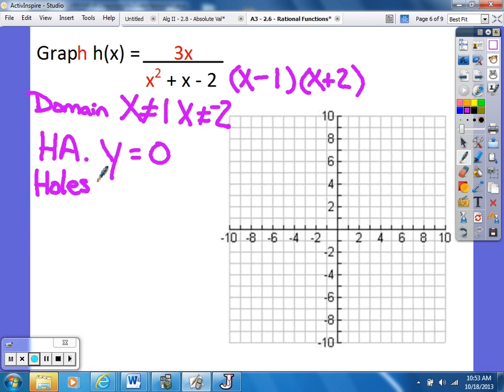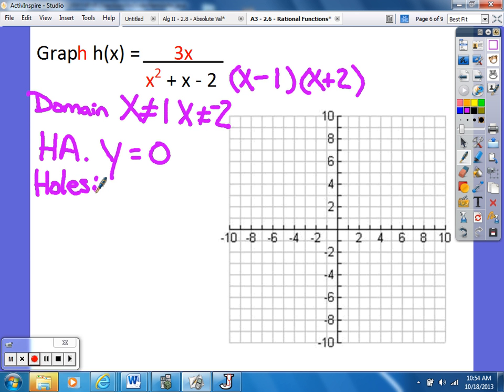Okay, so now we look for holes. When do I have a hole? Let's just review that. When is it possible to have a hole? When the factor of the numerator and the factor of the denominator are the same. Well, here I've got an x, and down here I don't have just a regular x. I have an x minus 1 and I have an x plus 2. So those are not the same factor. Does that make sense?